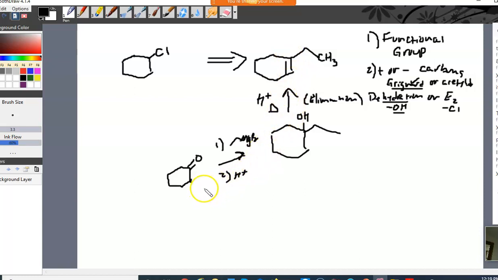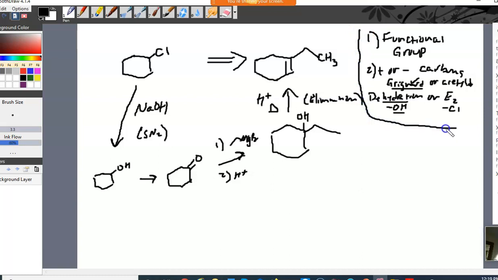And then you just keep going backwards. To make a ketone, that's going to be an oxidation from an alcohol. And then eventually you can start seeing, wait a minute, a chloride to an alcohol. You can do that in one step. That's an SN2, so you add sodium hydroxide. That's an SN2. This is what I'm always doing in my head, or you can write it down.